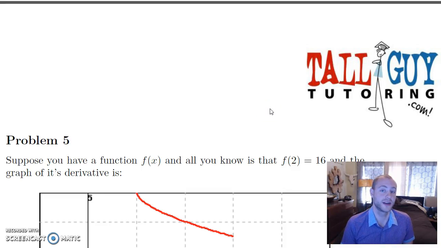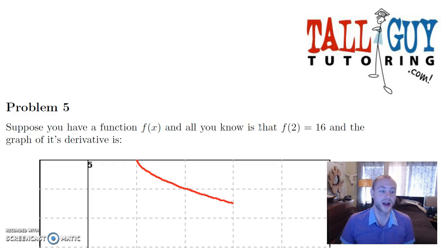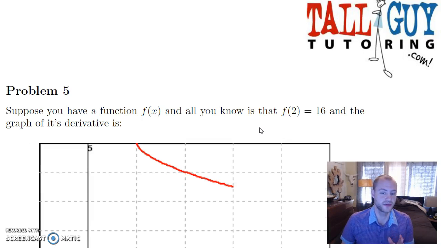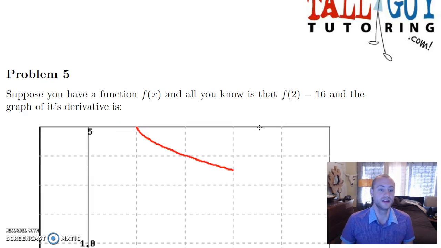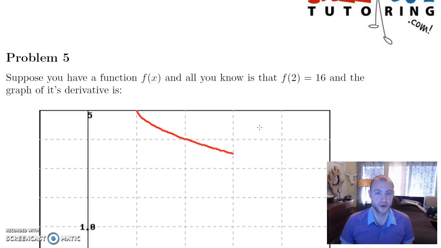So in this question, it's getting a little bit interesting because they've just given us a graph of the derivative. It's not the original function, that's the derivative. So let's see what we can piece together for this one. Suppose we have a function and you know that f at 2 is equal to 16.